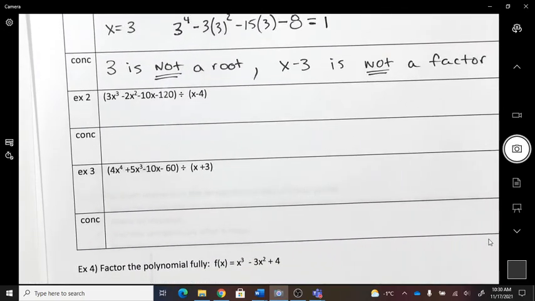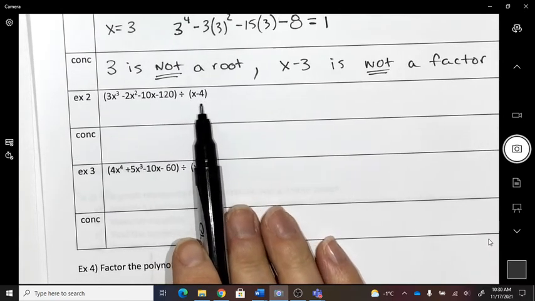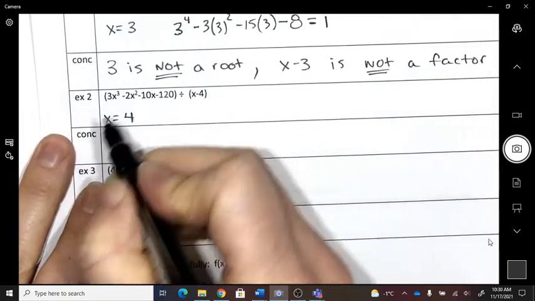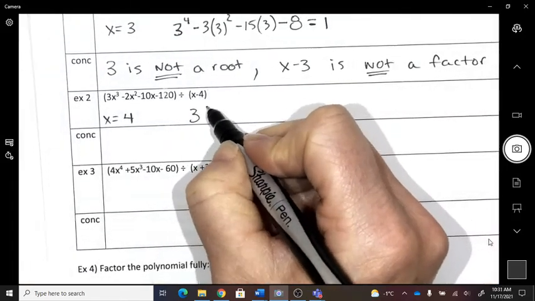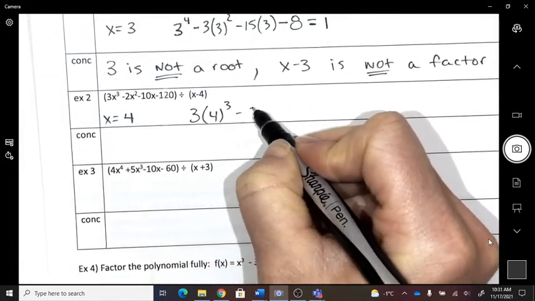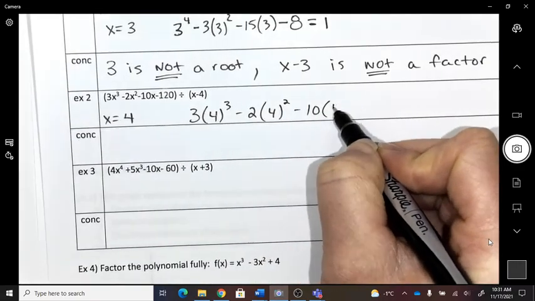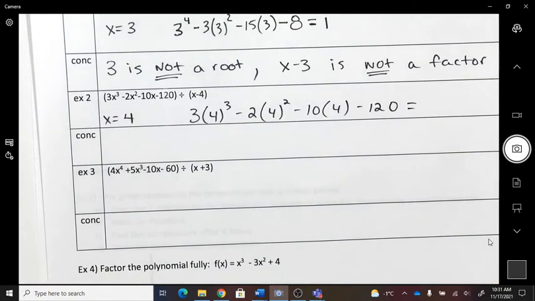Okay, number 2, testing using the remainder theorem. What value of x would you like to plug in? Positive 4? Okay, so your math is going to go 3 times 4 cubed, plugging in a 4. See what you can get.